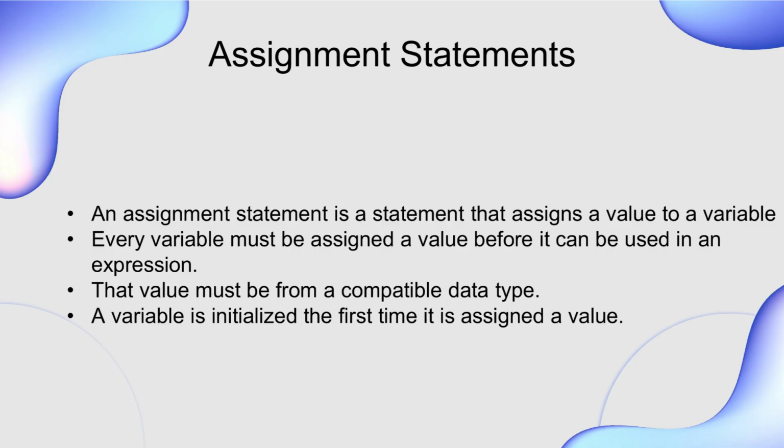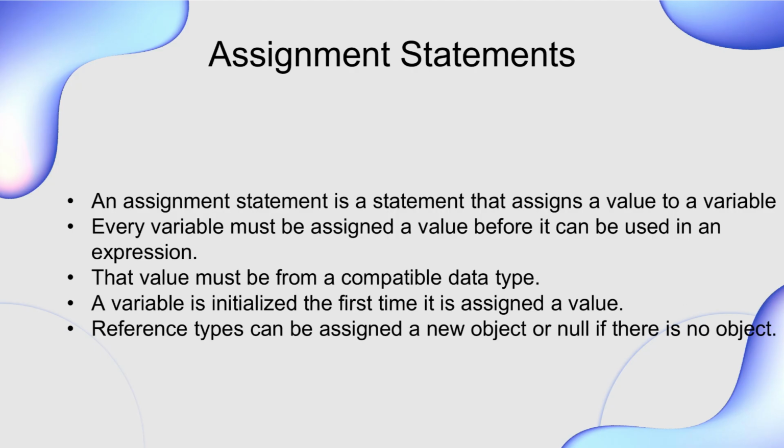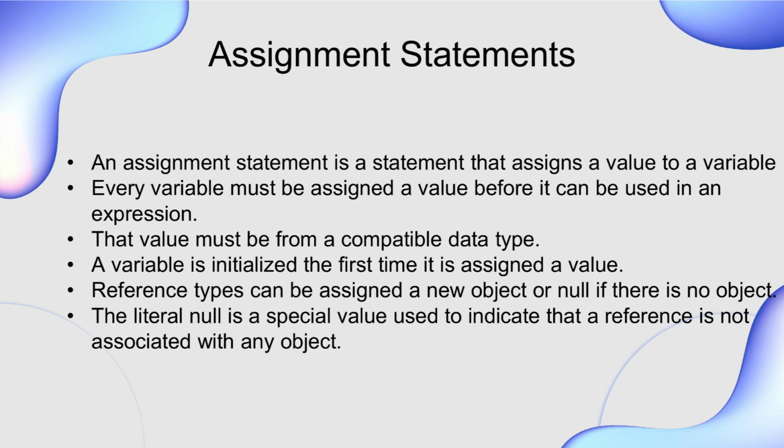When a variable is assigned a value for the first time, we call that initialization. Reference types can be assigned a new object or null if there is no object. The literal null is a special value used to indicate that a reference is not associated with any object. We will talk more about this in later lessons.